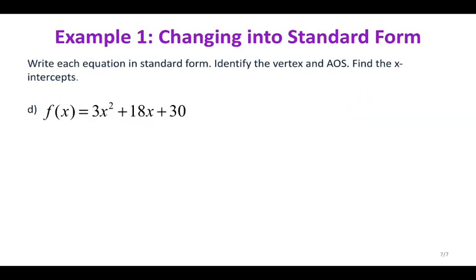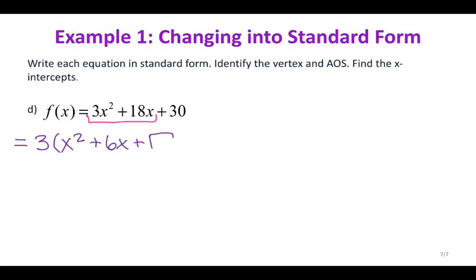All right, last one. So again, I'm going to start by taking out the 3 from my first two terms. Not all three terms. Might be tempting to divide that 30 by 3 since 3 can go into it, but don't do it. Just take 3 out of your first 2 terms. Sorry. So when I take out a 3, I have 3x squared divided by 3 is x squared. 18x divided by 3 is 6x.